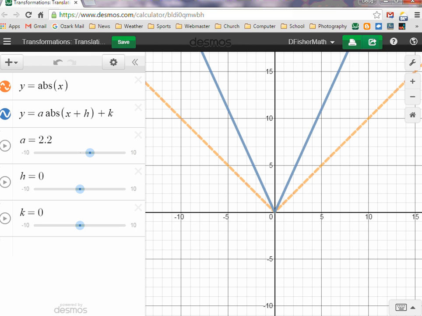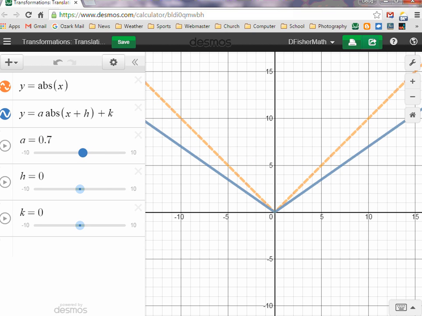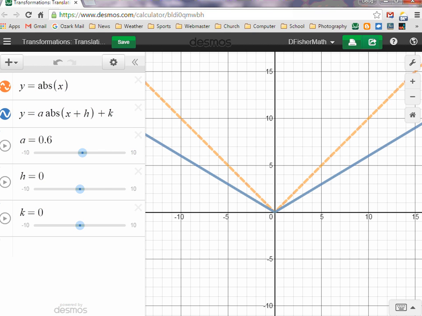Now if I take that A and move it between 0 and 1, let's see if I can move it between 0 and 1. There we go, 0.9, 0.7, 0.6. Notice what it has done? Original is that orange dashed one. It's been shrunk vertically.